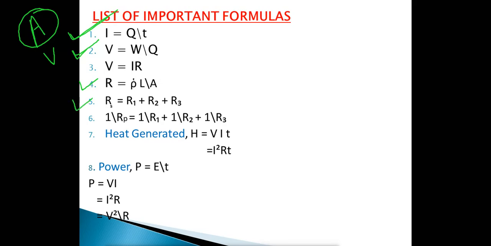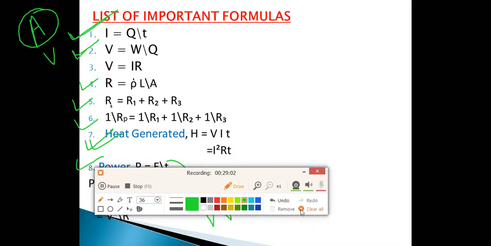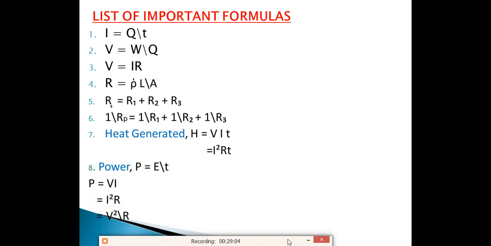Series combination R is equal to R1 plus R2 plus R3, and in parallel combination 1 by Rp is equal to 1 by R1 plus 1 by R2 plus 1 by R3. And heat generated H is equal to VIT, or you can write it as I square RT. Power P is equal to E by T, and the SI unit of power was watt. P is equal to VI, P is equal to I square R, P is equal to V square by R. So these are the formulas which will help you solve all the numericals related to your electricity chapter.